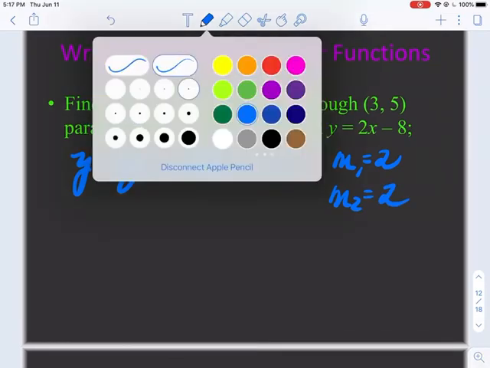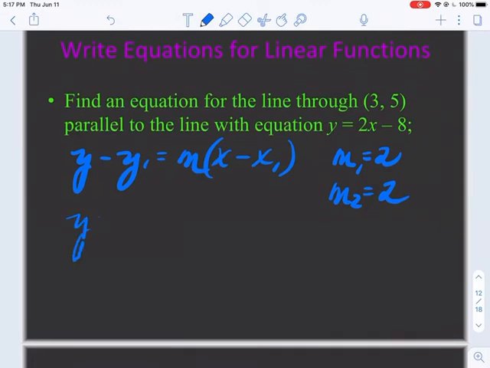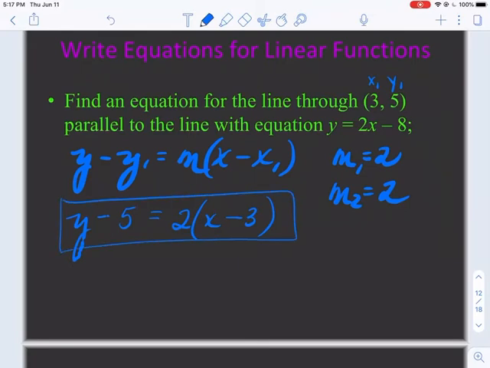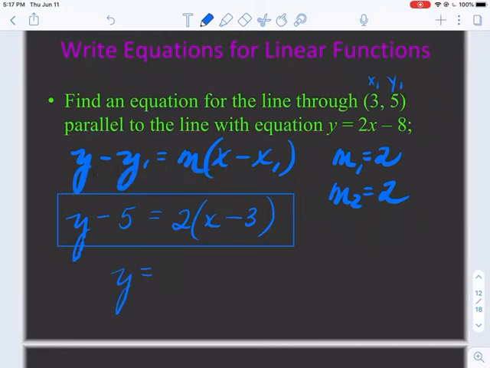So our equation would be y minus y1. We have the point, here's our x1, y1: y minus 5 is equal to 2 times the quantity x minus 3. There's our equation in point-slope form, and that would be fine if you're just asked for the equation of a line. You could also solve it: y is equal to 2x minus 6 plus 5, giving you the equation y is equal to 2x minus 1.